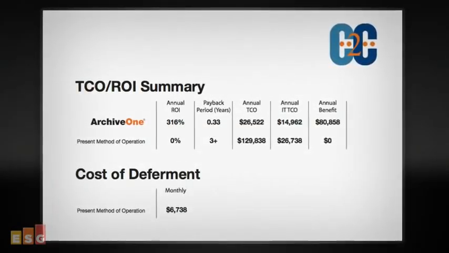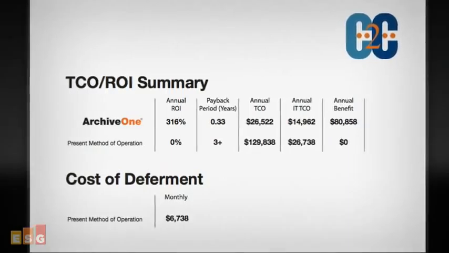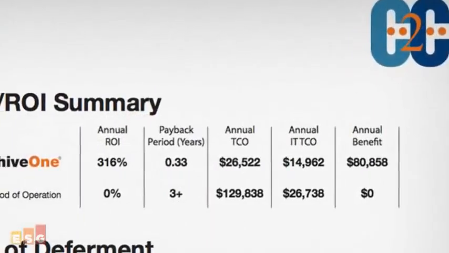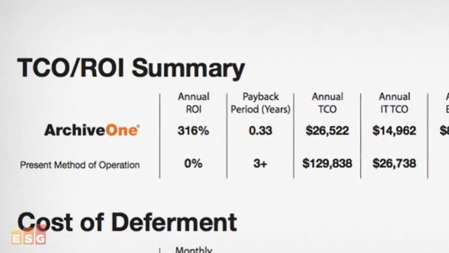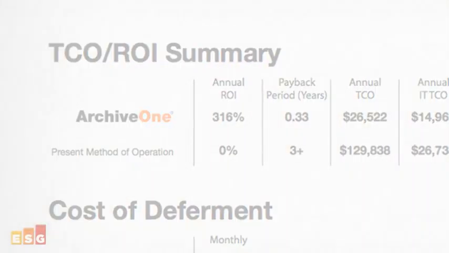After seeing the TCO and ROI results, C2C presents a measurement that will cause companies to think entirely differently about their current operation. This measurement is called the cost of deferment and is displayed as a monthly figure. In short, the cost of deferment gives customers a sense of their current email management and discovery efficiencies because it compares the present method of operation against making an email archive investment. As an example, ESG filled out C2C's model for a 2,000-person organization using extremely conservative inputs. In this scenario, the monthly cost of deferment was over $75,000.